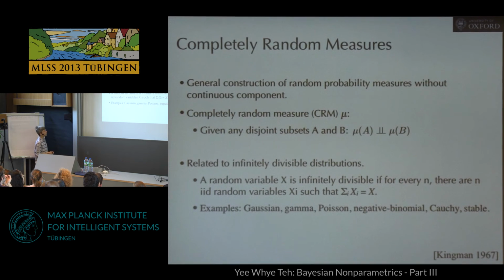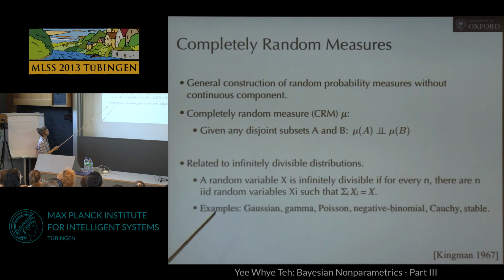If you look at the literature on Bayesian nonparametrics in the last few years, this idea of completely random measures has become very useful in constructing quite interesting random measures. This is a general construction of random probability measures without continuous components.